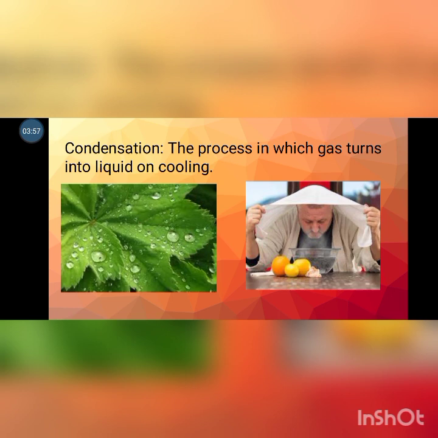Another example can be dewdrops that you see in winter. In winters, when it's very cold outside, you will see that objects that have been kept outside or plants will have drops of water on their leaves. That is condensation. Those drops of water are nothing but the water vapor in the air. As the air becomes cooler, this water vapor turns into liquid.